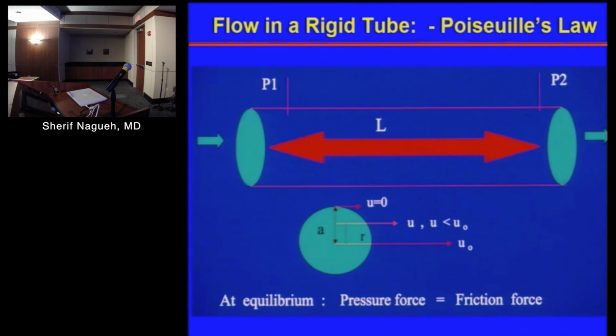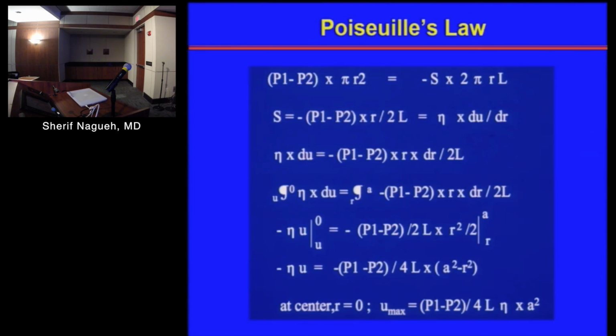The two forces that determine whether flow will happen and in which direction are the pressure force, so the difference in pressure between points 1 and 2, which wants to send the fluid from point 1 to point 2, and the friction force, which wants to stop that movement. This is a derivation of Poiseuille's law.